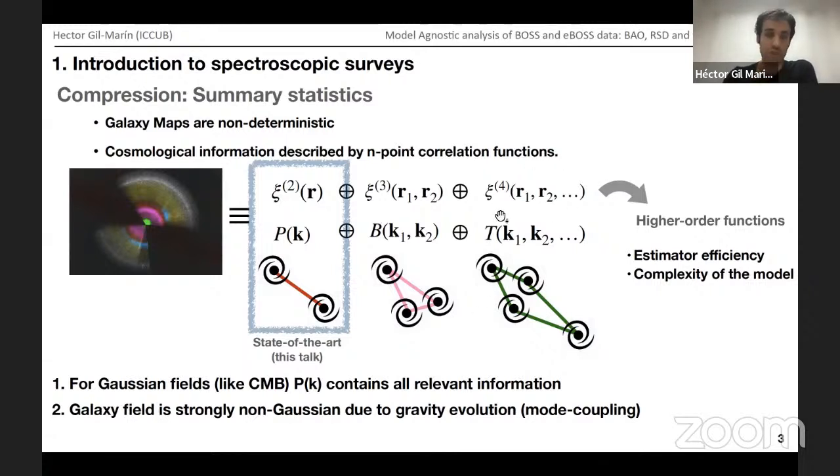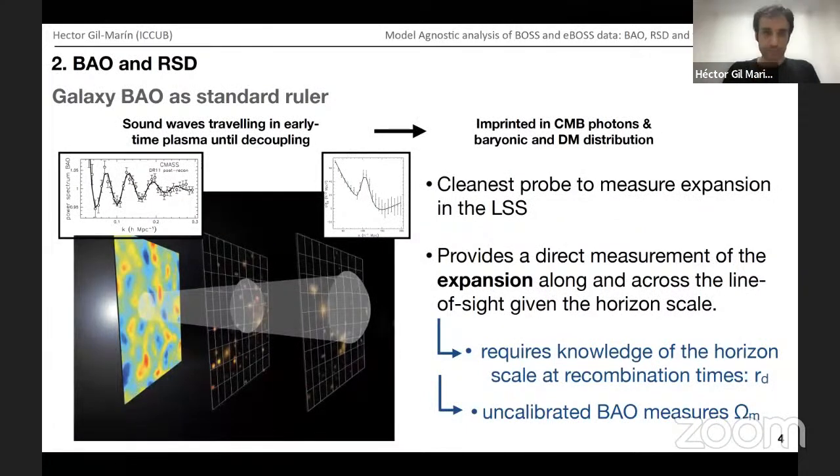So in this talk, I'm just going to be focusing on extracting information from the 2-point function, but we have to bear in mind that going to higher order statistics is also possible, and it's another source of information. So let me start with how we extract information from these galaxy maps.